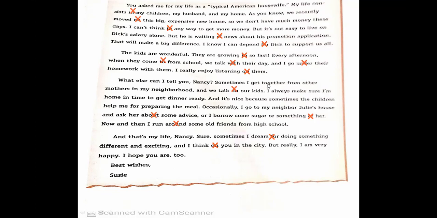He said here, I always make sure I am home in time to get dinner ready. It can be in time and on time would be acceptable too, because sometimes we don't have dinner at a definite time. So it's correct. There's no mistake here.